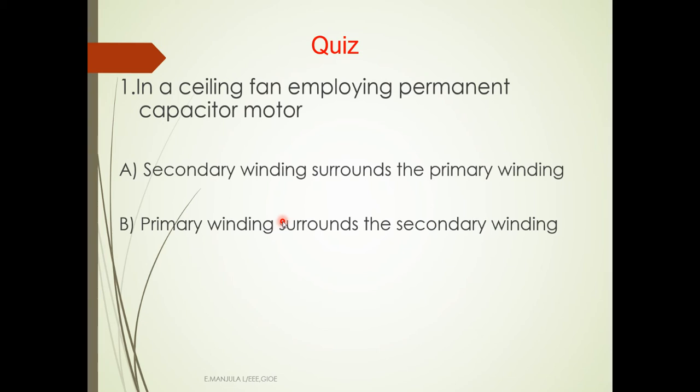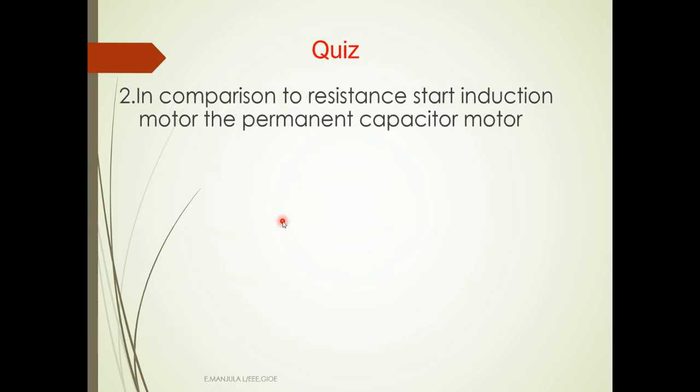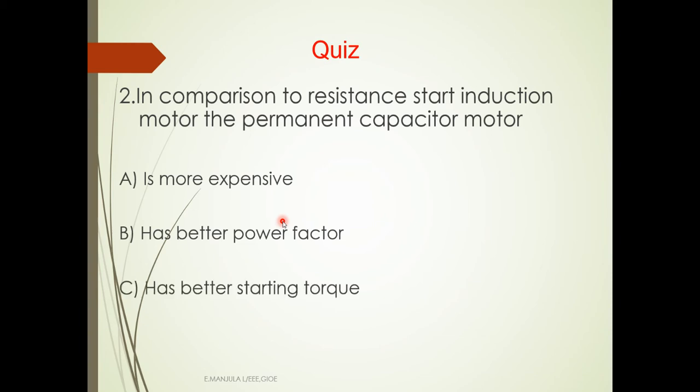Here the question is: in a ceiling fan employing a permanent capacitor motor, A, the secondary winding surrounds the primary winding. Next: in comparison to the resistance start induction motor, the permanent capacitor start is more expensive, or has better power factor, or has better starting torque, or all of the above.